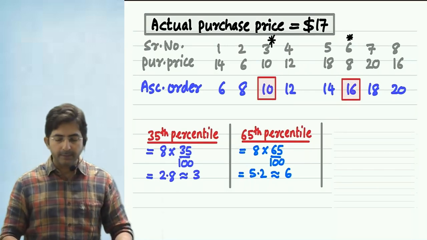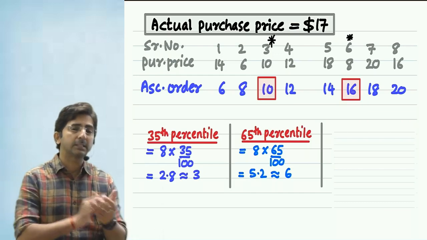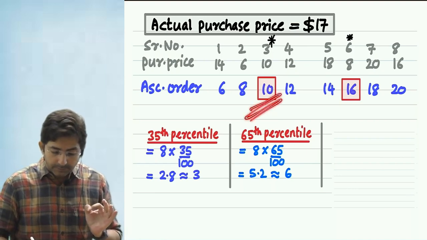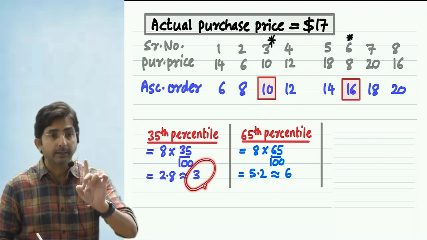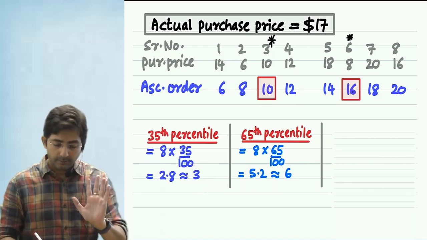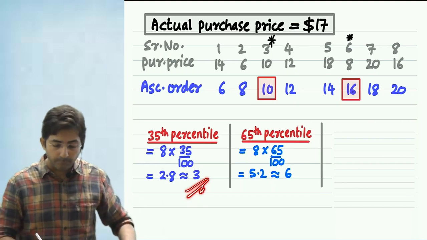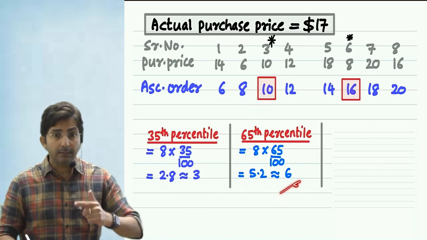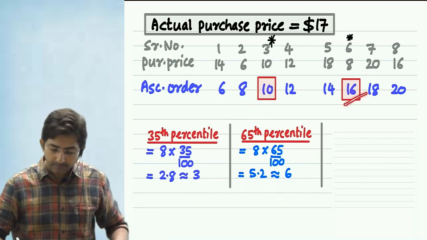So tell me finally what is the 35th and 65th percentile? Come on, pay attention. The value of 35th percentile is 10. See, actually 35th percentile was 3. But the value, listen to my language, 35th percentile is 3. And the value of 35th percentile is 10. Similarly, 65th percentile is 6. And the value of 65th percentile is 16.